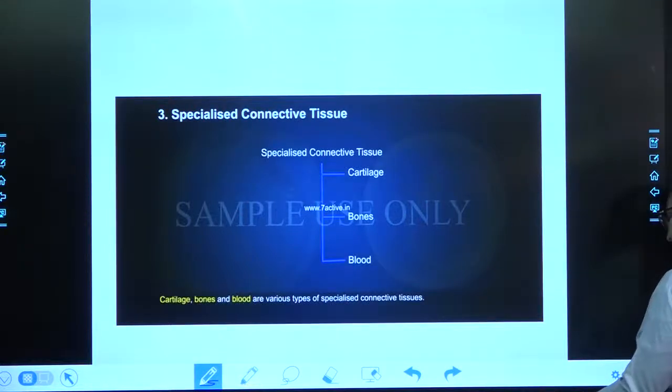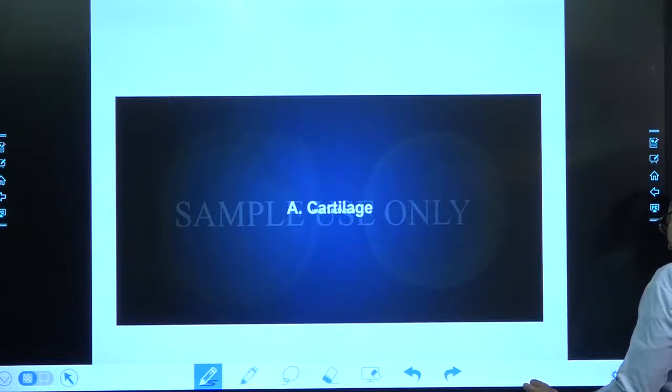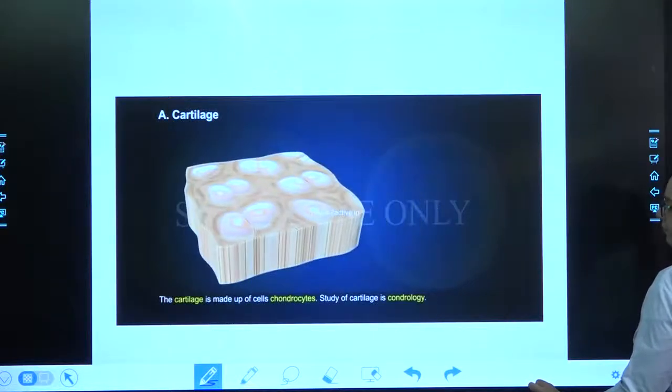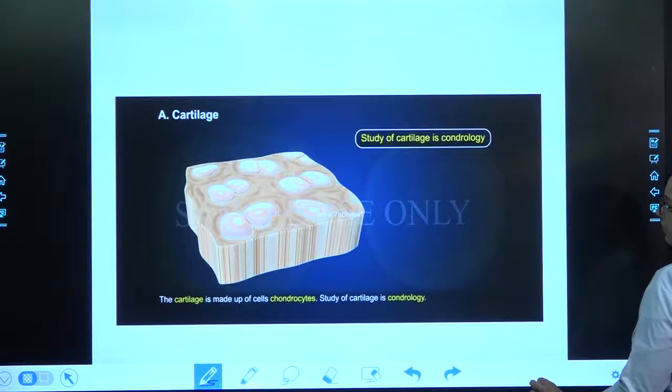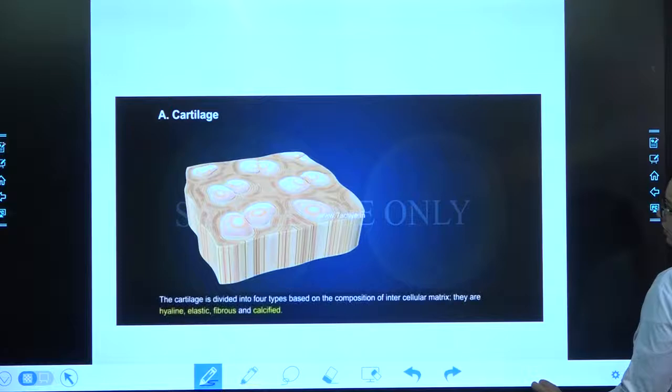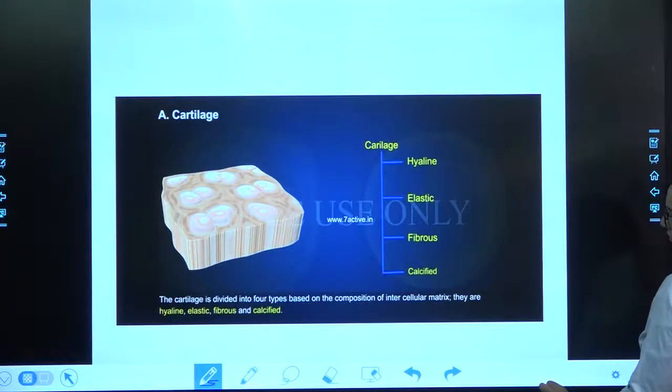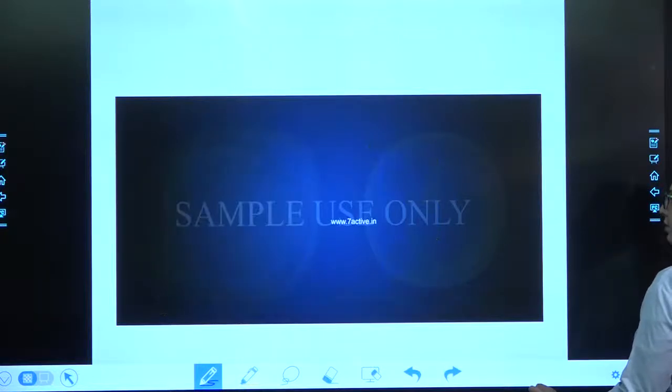Cartilage, bones and blood are various types of specialized connective tissues. A. Cartilage. The cartilage is made up of cells, chondrocytes. The study of cartilage is chondrology. The cartilage is divided into 4 types based on the composition of intercellular matrix. They are hyaline, elastic, fibrous, and calcified.